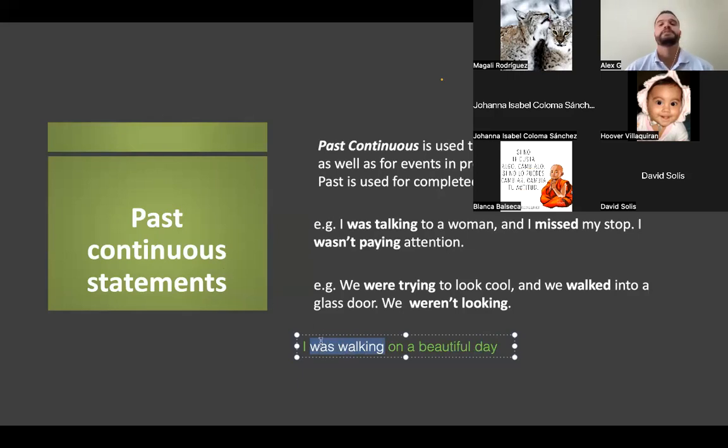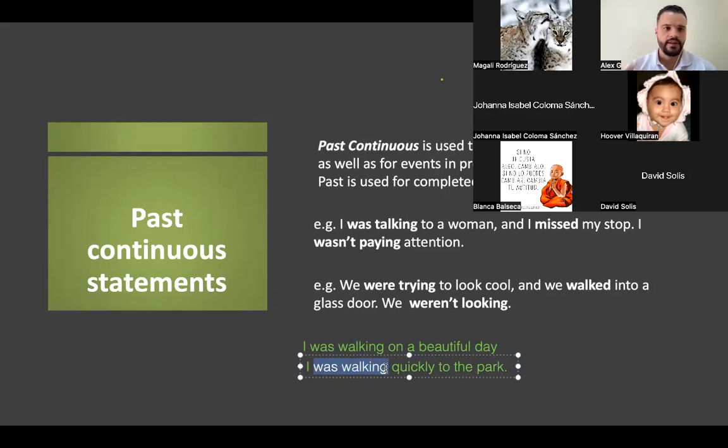I was. Yeah, you can use an adverb like this. You could say, I was walking quickly to the park. But we can use an adverb after the verb, but not in between here. Nothing in between, okay? All right.